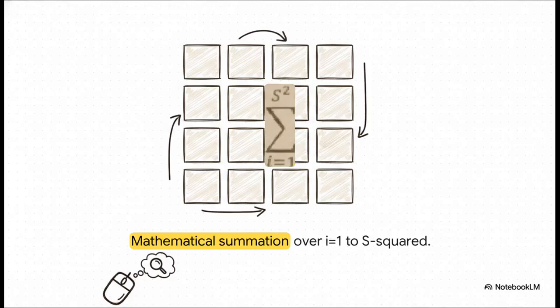And here is exactly what that looks like in the formula. You can see the mathematical summation symbol there, iterating from I equals 1 all the way up to s squared. And that s squared just represents our total number of grid cells, our purple grid from earlier. So mathematically speaking, this is just the computer methodically looping through every single square to see what's going on inside of it.